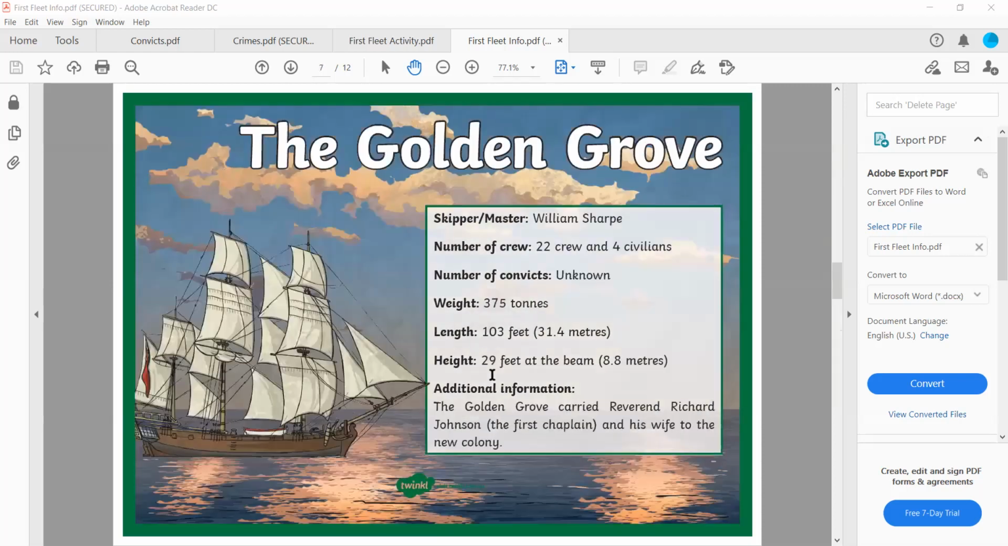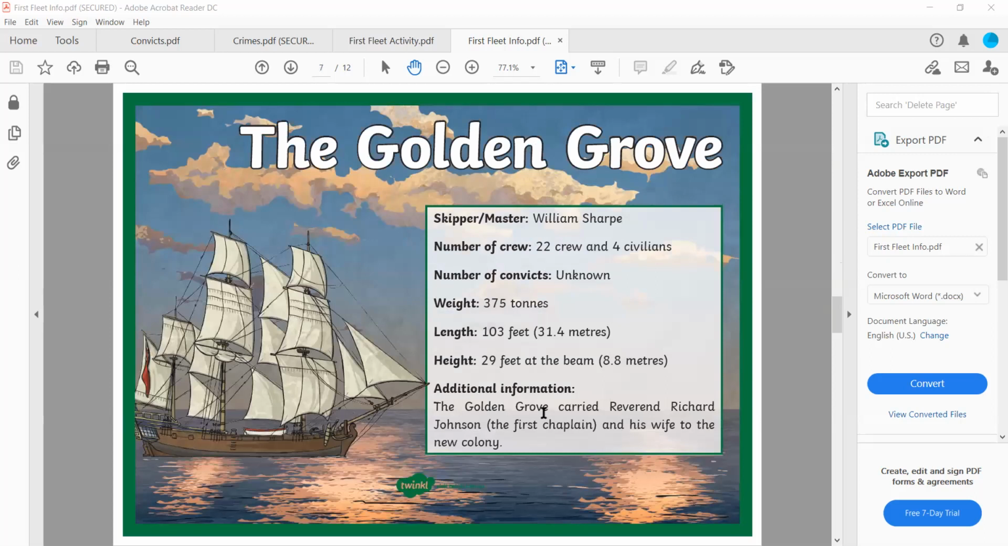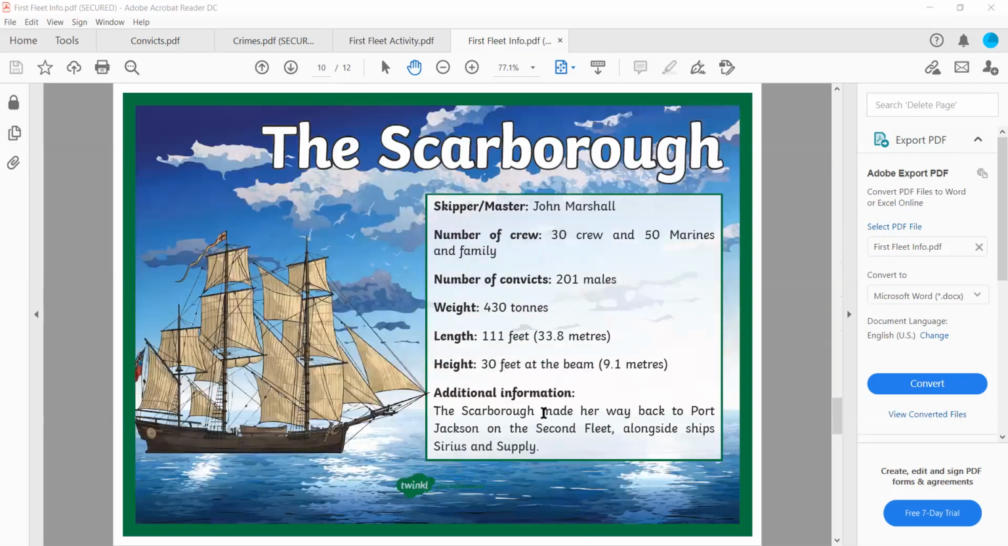And then there's loads of different ships on here. So there was one, let me try and find it. Yeah, this one, the Friendship. Nice, the Friendship. During the return to England, the crew suffered from scurvy, which was a disease. Without enough crew members to man the ship, it sank, and the survivors were then transferred to the Alexander. So it was coming back from Australia, they then got put back onto the Alexander as well. But there's loads of different ships on here for you just to read about.